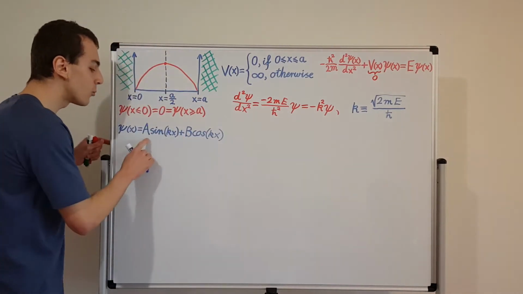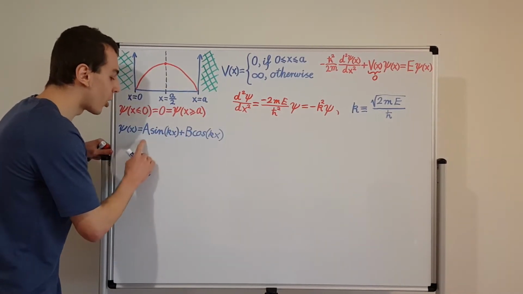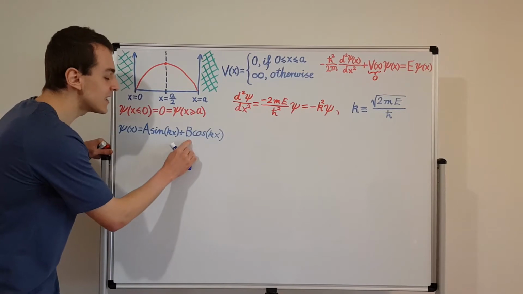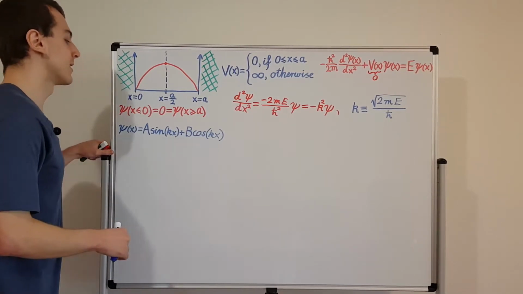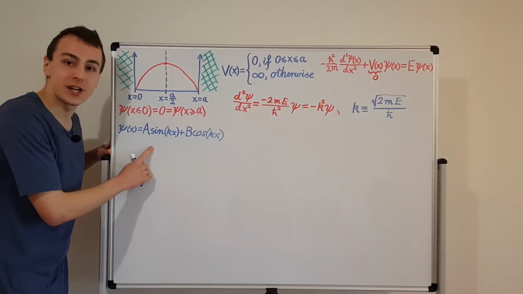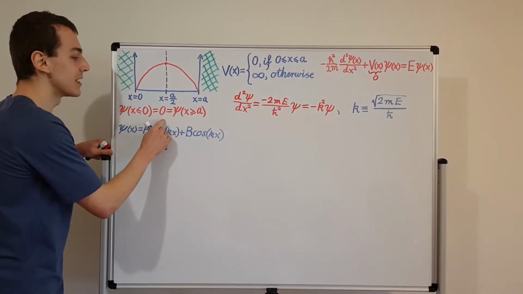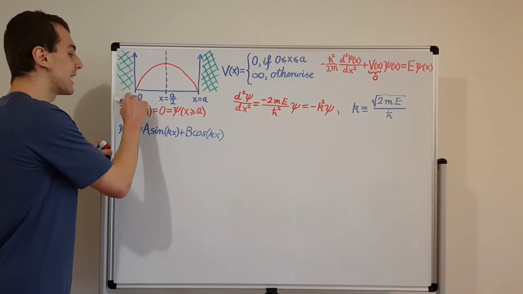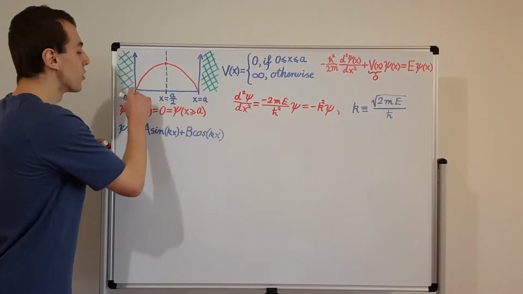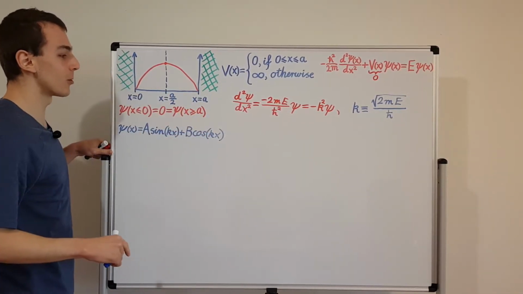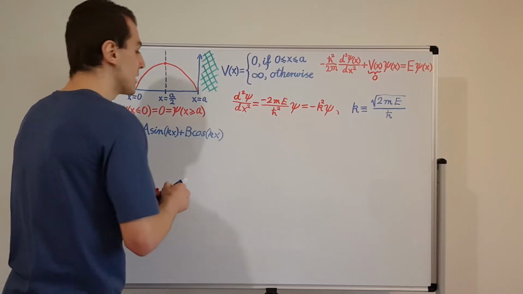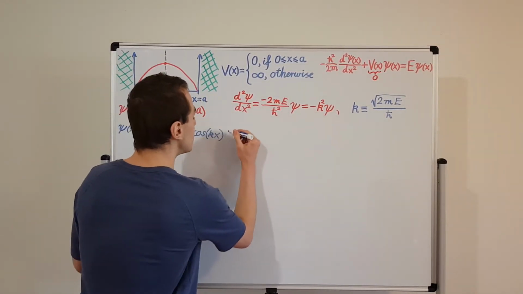Now, we have to find what a and b are. These are just some arbitrary coefficients. We have to specify them. So how are we going to do that? Well, we actually have boundary conditions. As I discussed earlier, these over here are our boundary conditions. So at the boundaries, at x equals 0 and at x equals a, the wave function has to be equal to 0. So let's actually take those boundary conditions and use them.